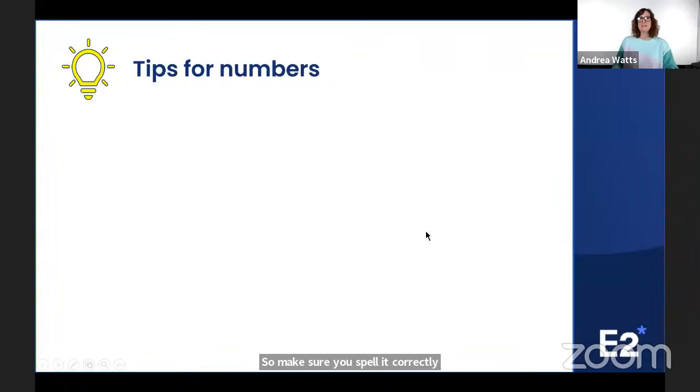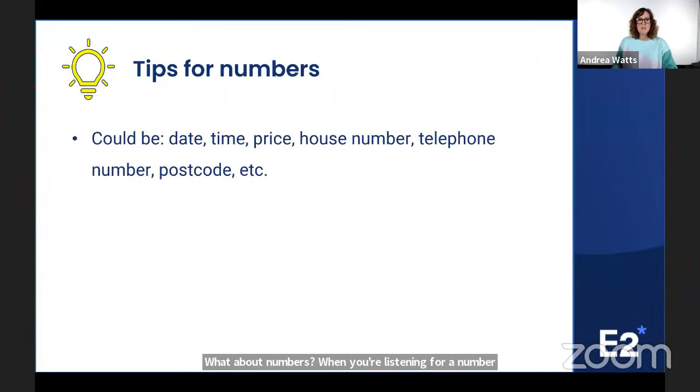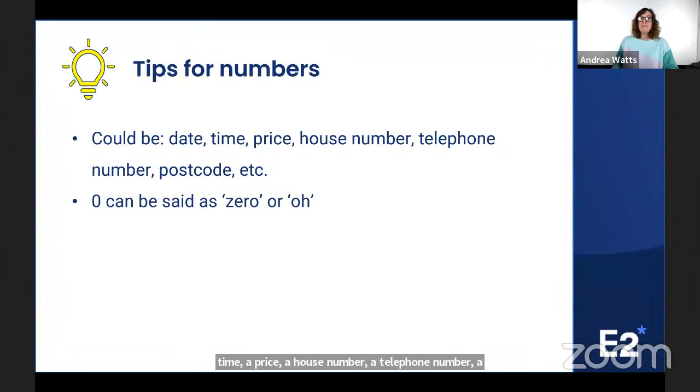What about numbers? When you're listening for a number and writing it down, what are some useful tips? So the numbers could be many different things: a date, a time, a price, a house number, a telephone number, a postcode. Remember that this little digit here can be said as 0 or O. So listen out for both of those.